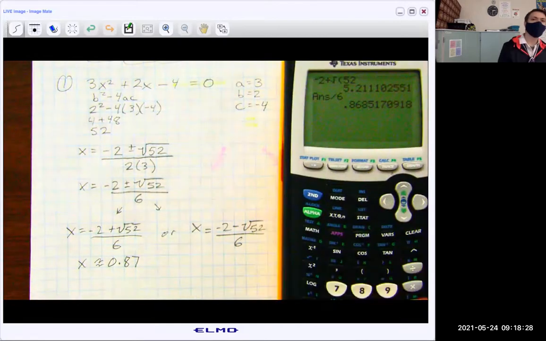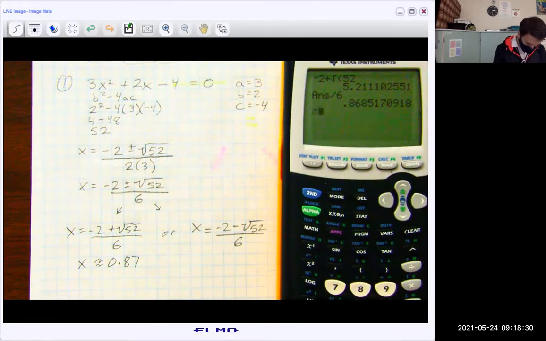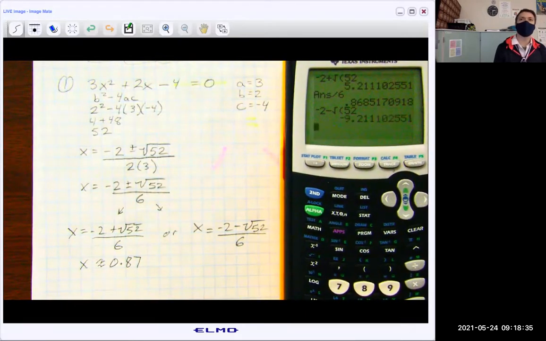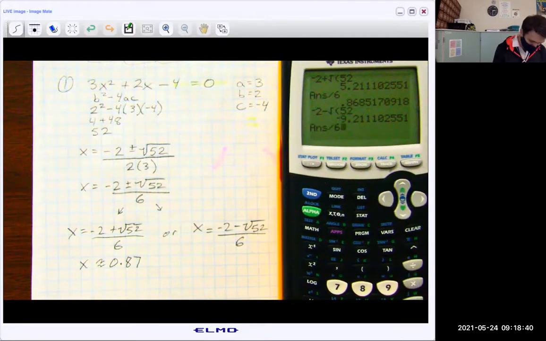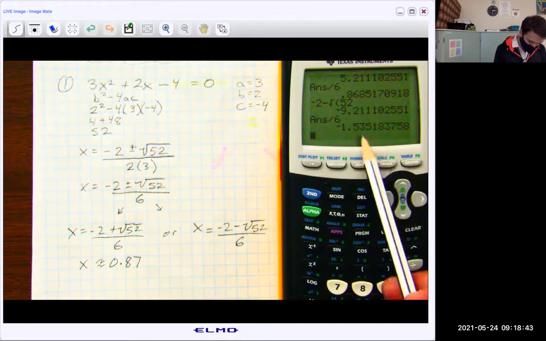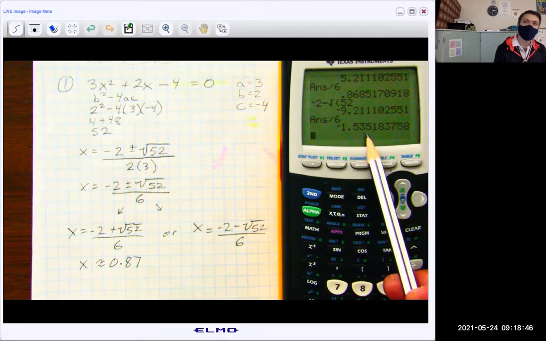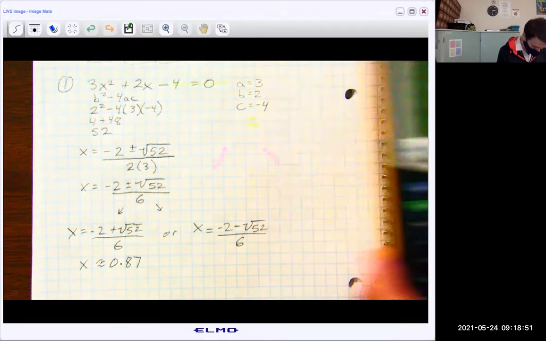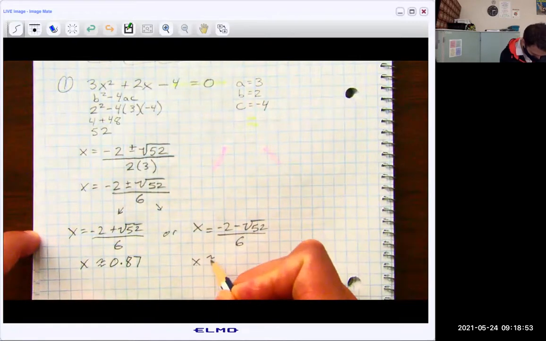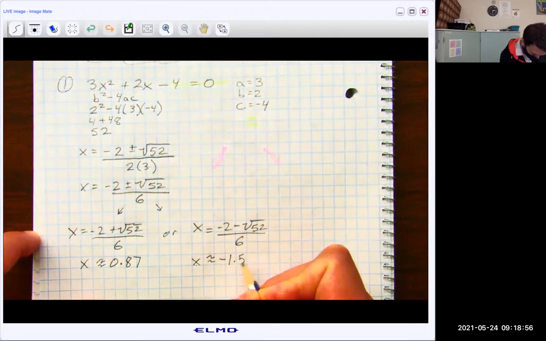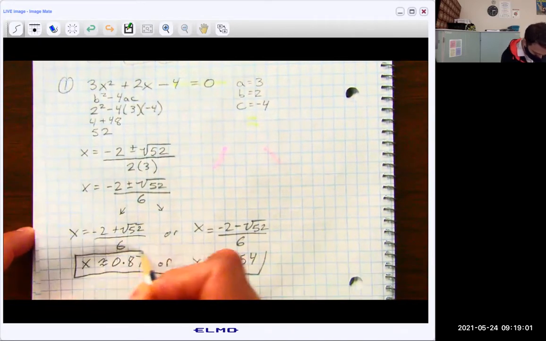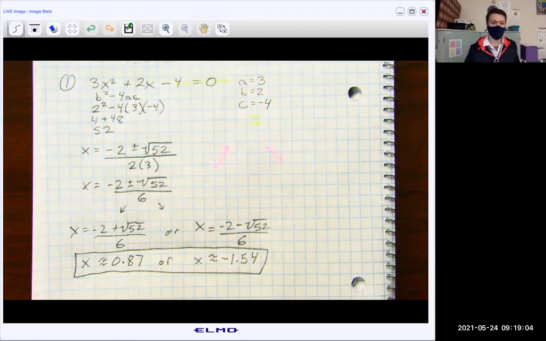And then we do it again. -2 minus the square root of 52 is another bad looking decimal. Divide by 6. So let's see, the 3 is either staying a 3 or going up to a 4. It's going to go up to a 4 because the next digit's a 5. So about -1.54. x is about -1.54. And we put the word or in between and we box our answers. You don't have to write them as ordered pairs anymore. We know these are x-intercepts, so you just leave it like that.